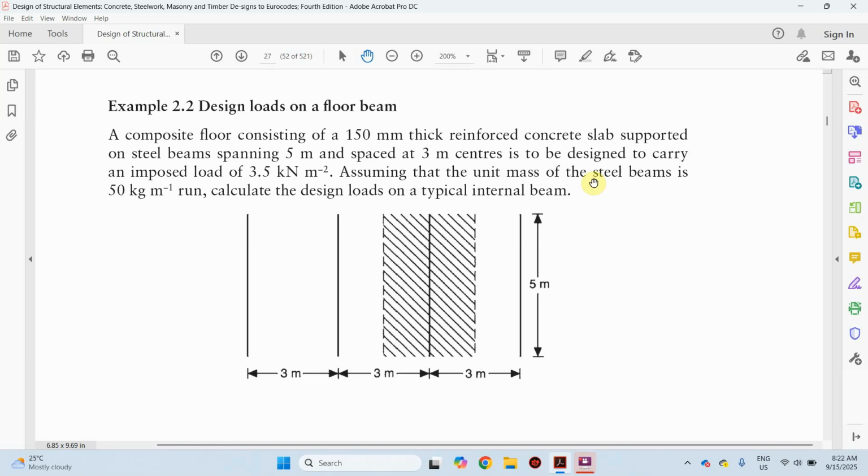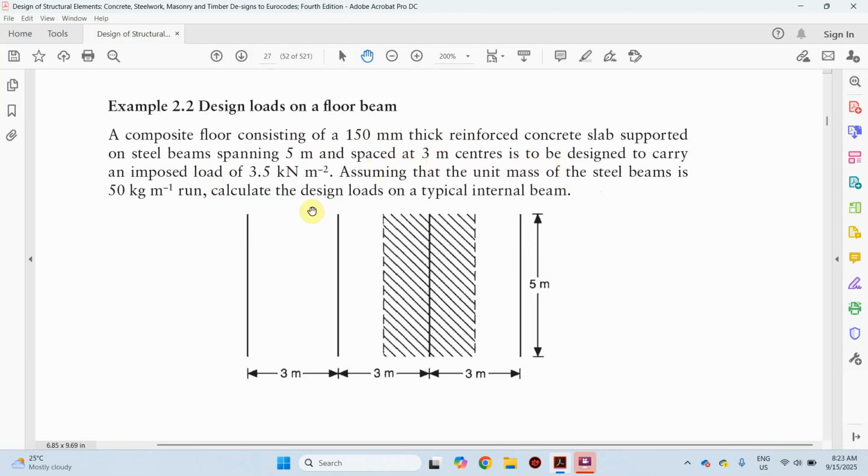So good day everybody. A revision of what we did so far on concrete slab, and let us look at this example. Let's say we are given a slab of this magnitude, and let's say a composite floor consisting of a 150 mm thick concrete slab, supported on steel beams spanning 5 meters and spaced at 3 meters centers, is to be designed.